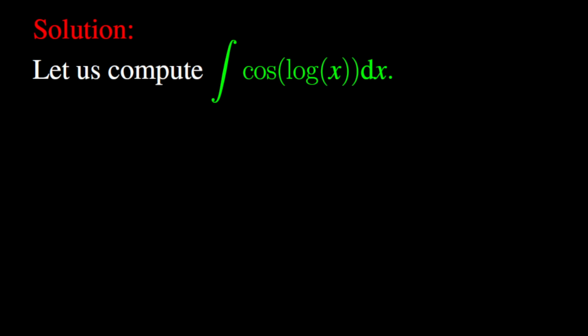When we look carefully at the function cosine of log of x, the first thing that comes to mind is that this function is a composition of two functions, the cosine function and the logarithmic function. This suggests that we should first start with the substitution method. It is evident that the natural choice for the parameter u should be the inner function. Thus, u should be log of x.